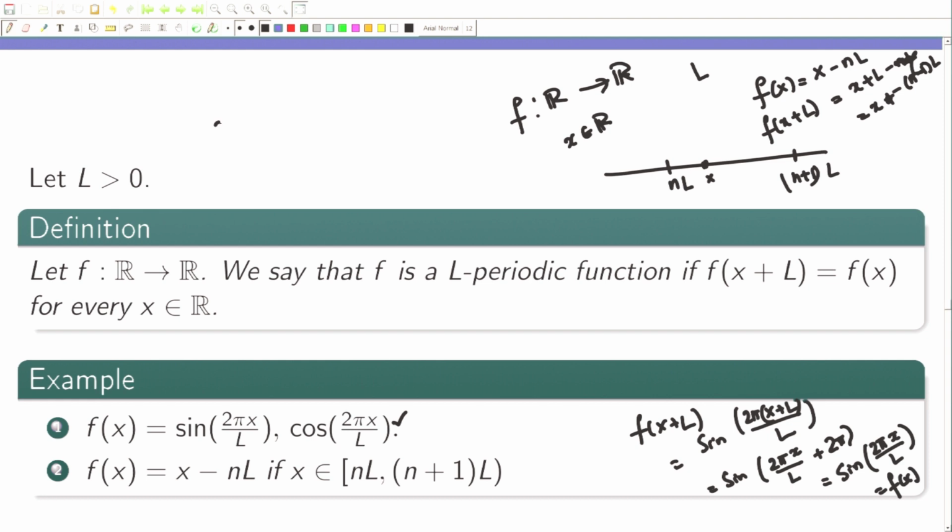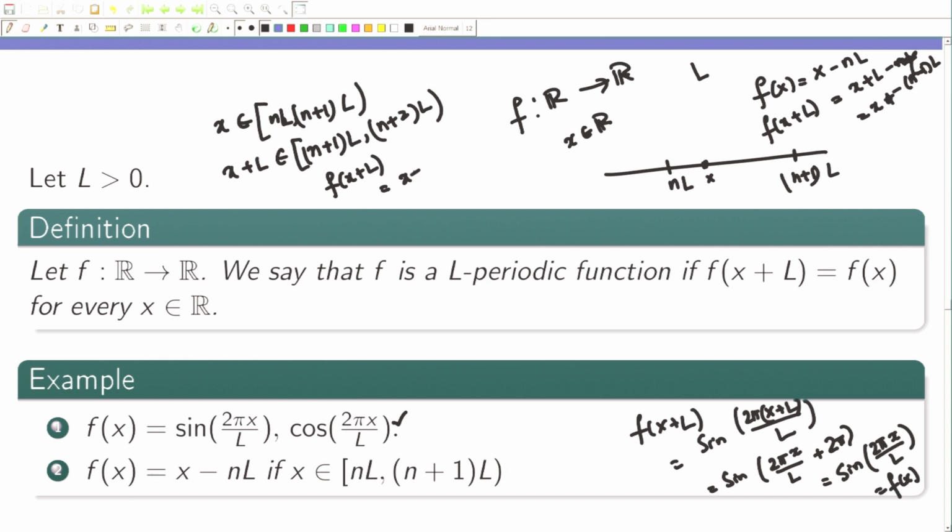Now, if x is lying between n L to (n plus 1) L, then x plus L is going to lie between (n plus 1) L to (n plus 2) L. Now, f of x plus L is equal to x plus L minus (n plus 1) L, which is equal to x minus n L. This is nothing but f of x. Therefore, this is an L periodic function.